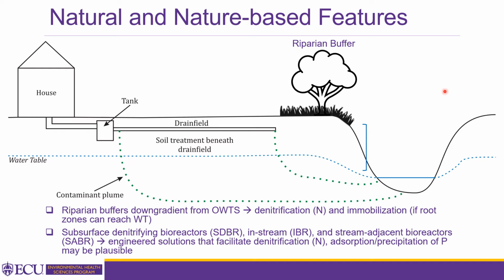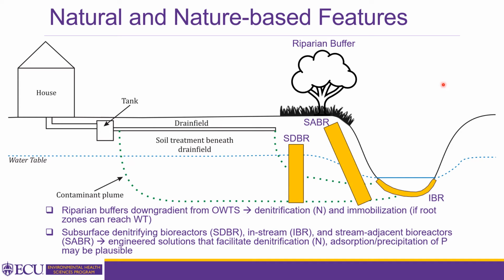Now, if this buffer is maybe absent or unhealthy, or maybe the water table is deeper than the root zone will reach, then there are other engineered solutions like subsurface denitrifying bioreactors, which you can see here, stream adjacent bioreactors here, or an in-stream bioreactor, which typically contain carbon-rich media designed to facilitate denitrification. And in some cases, adsorption and precipitation of phosphorus can also be plausible.